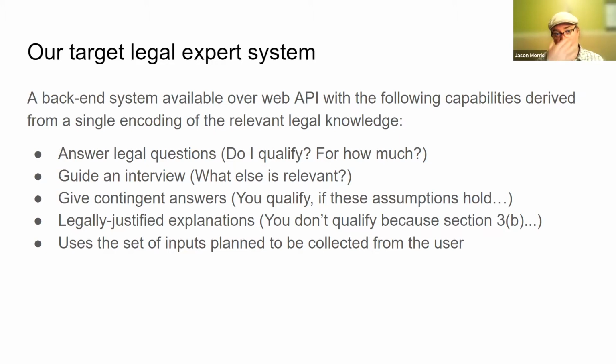So they already kind of knew what they wanted the app to be able to do. And I just talked to the developers and I said, if I was going to build a rules as code backend for this, what features would it need to have? And they told me that it would need to answer questions like, do I qualify? And if so, for how much? It would need to be able to guide the interview in the front end by saying what additional inputs would be relevant to collect if it didn't yet know what the answer was.